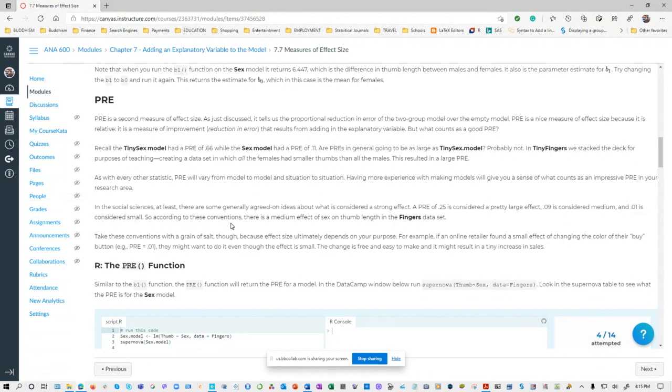So, according to these conventions, there's a medium effect of sex on thumb length in the fingers data set, if you look at the threshold values for PRE.